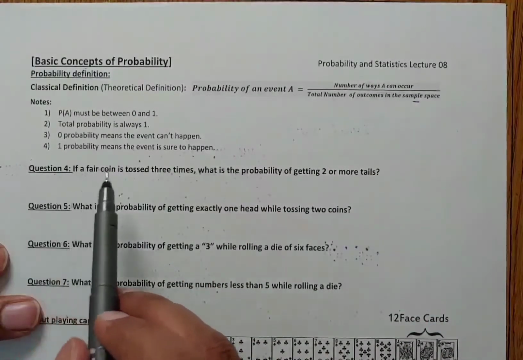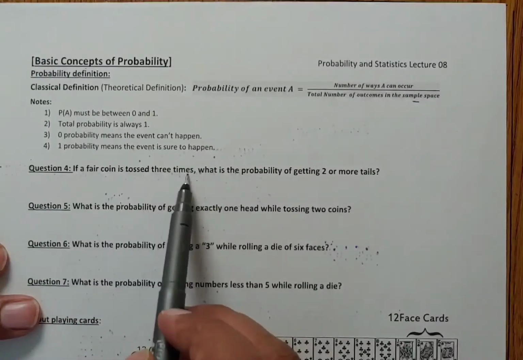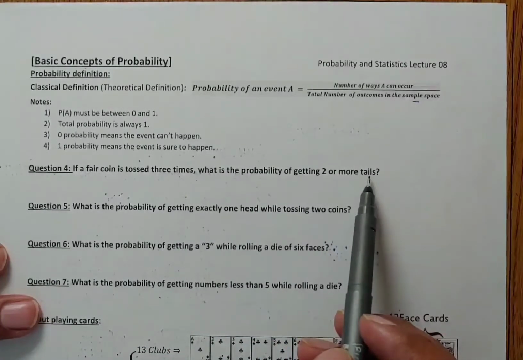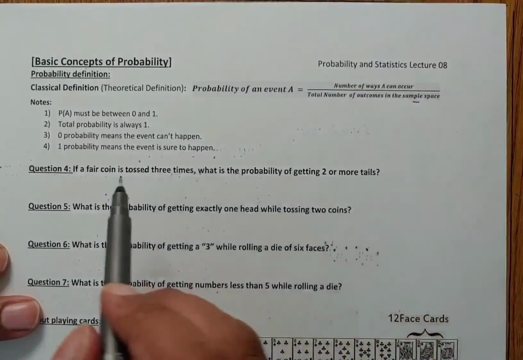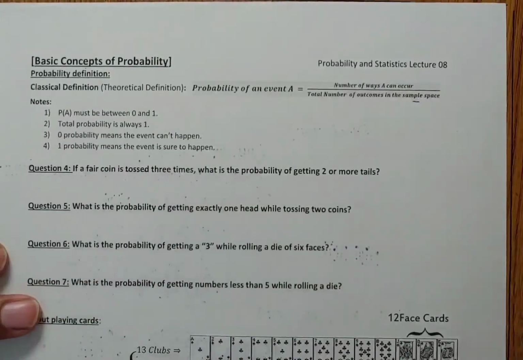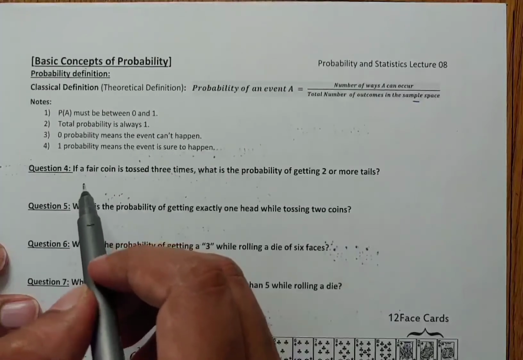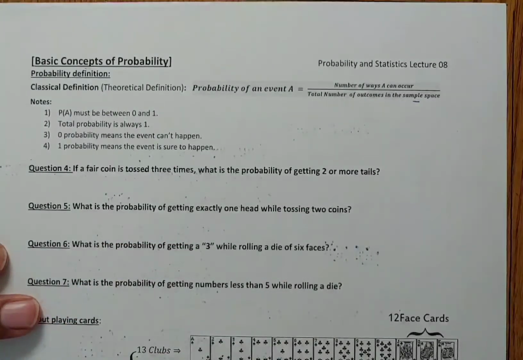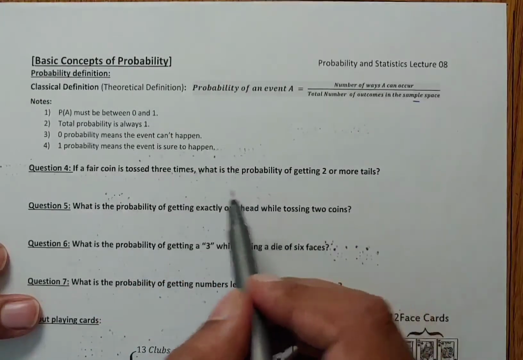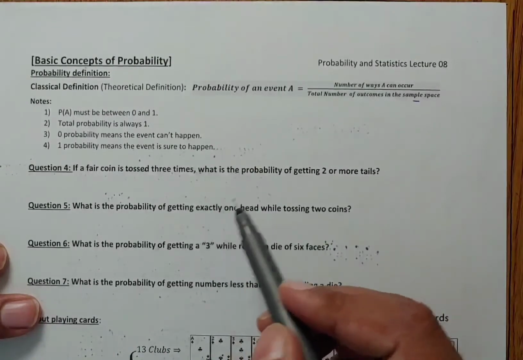Question 4. Let's see. Here it says, if a fair coin is tossed 3 times, what is the probability of getting 2 or more tails? Now remember that when you toss a coin 3 times, you get a sample space. I'm writing it for this question, but you can write the sample space on scratch paper and find the answers. You only need to write the answers. You don't need to write all the sample space for probability questions, but I'm writing it here just to explain.